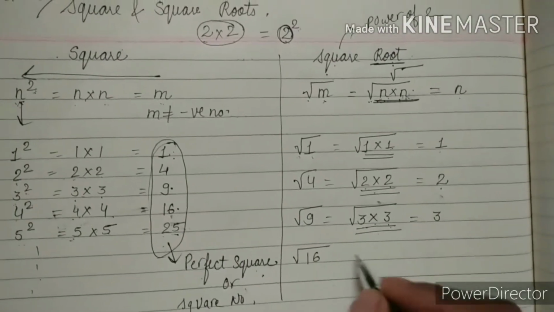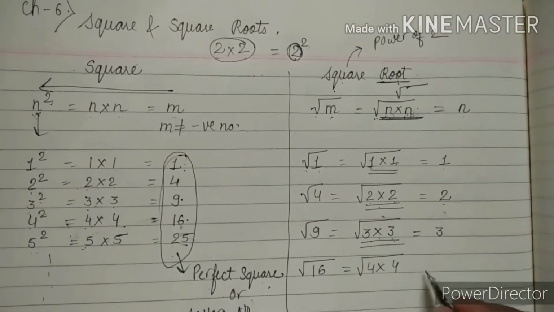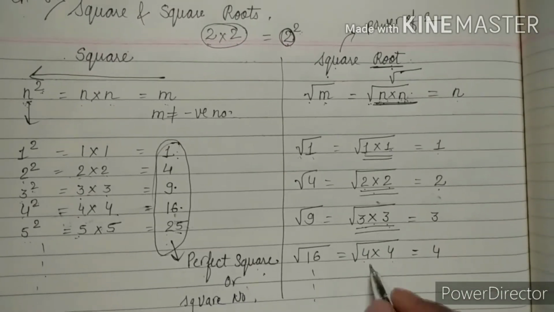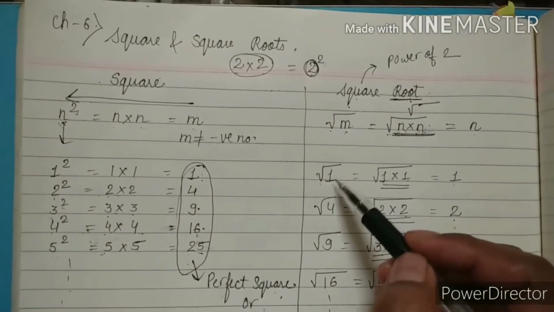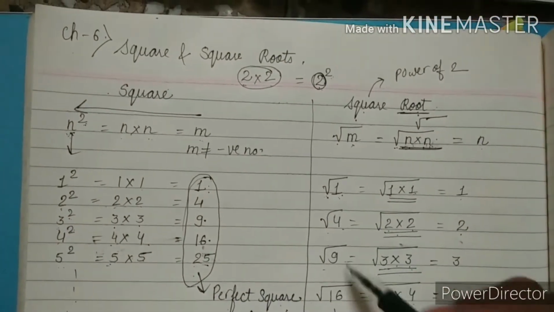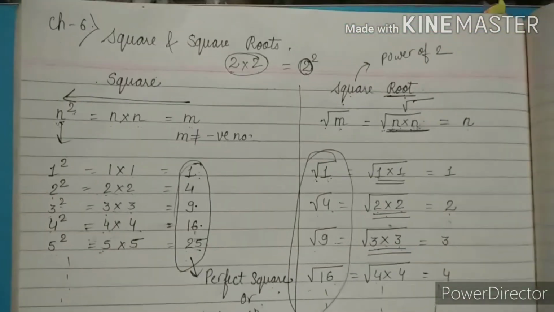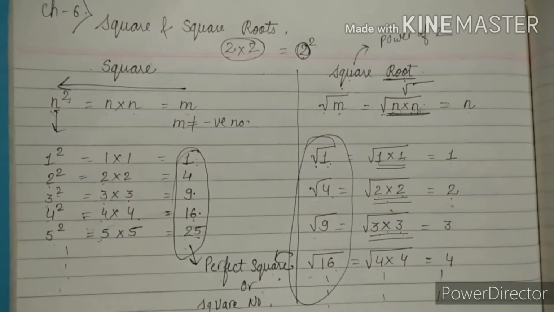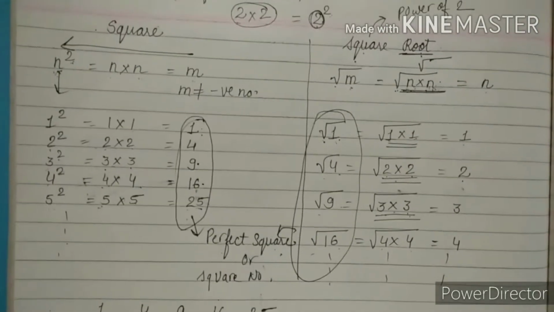Next we can take 16. 16 can be written as 4 into 4, and that will give us 1 time 4. So that will continue. Again I am explaining why we are taking under root 1, under root 4, under root 9, under root 16: because they are perfect squares. The numbers 1, 4, 9, 16, 25 are perfect squares.